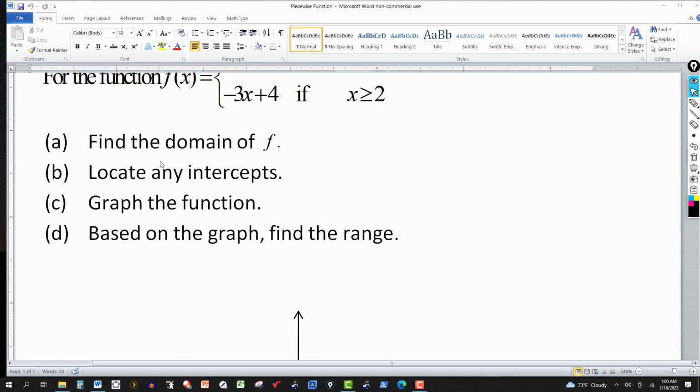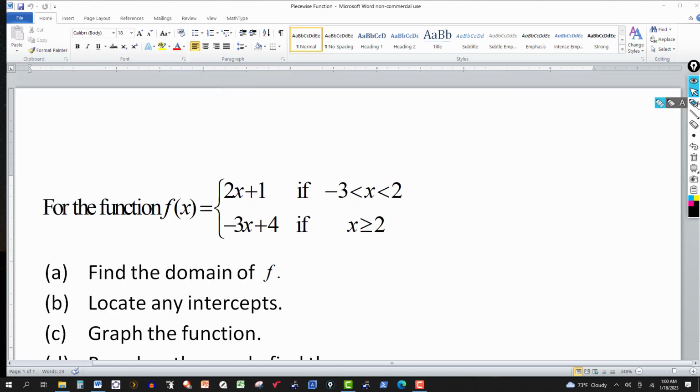So we're asked to find the domain of this piecewise function, locate the intercepts, that's x-intercepts and y-intercepts, sketch the graph, and find the range. Some of this information can be obtained quicker if you do the graph first, and then based on the graph find the range. So let's look at this first.